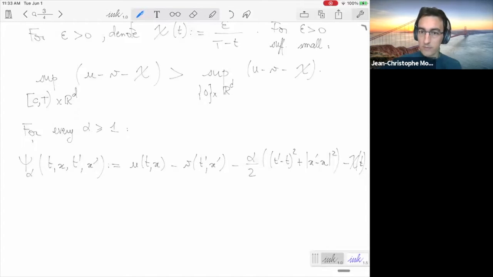Okay, so it's based on the idea that we can only think about optimizing u against a smooth function. So we're going to think of (t', x') as being frozen, and then we optimize over (t, x), and so this will be smooth, and we'll be able to use viscosity solutions for this, and vice versa. Okay.